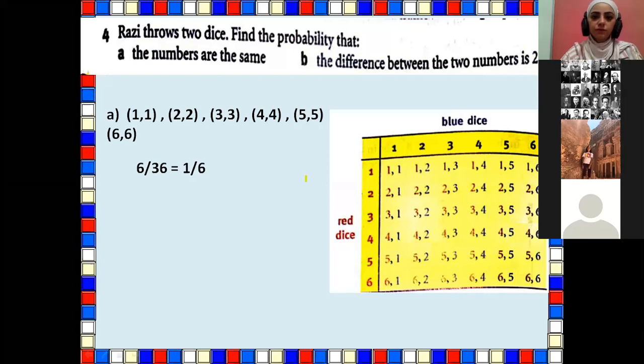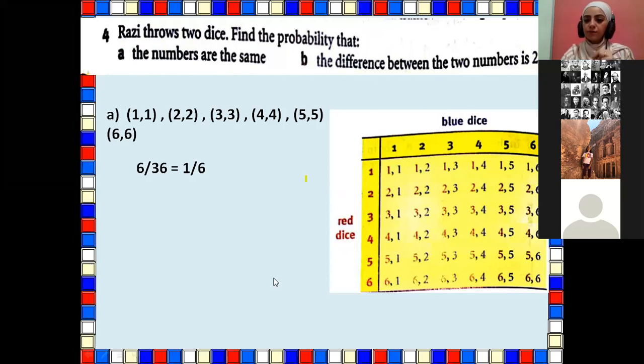The difference between the 2 numbers is 2. We have 2 and 4, 3 and 5, and 4 and 6, and also 3 to 1, 4 to 2, 5 to 3, and 6 to 4. Yes, but you have to be careful. You're going to use both 2 with 4 and 4 with 2, because these are mutually exclusive outcomes. So it's 8 out of 36. Yes, excellent. 4 minus 2 is 2, and 6 minus 4 is 2, and 5 minus 3 is 2. So you need to use 2 with 4, 4 with 2.